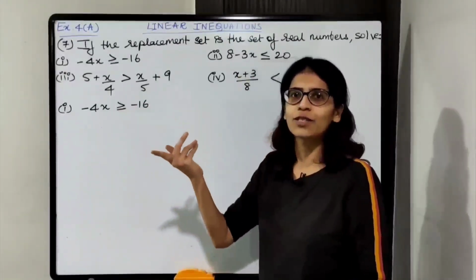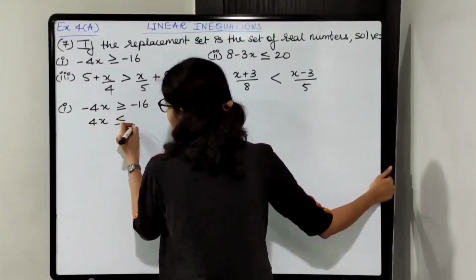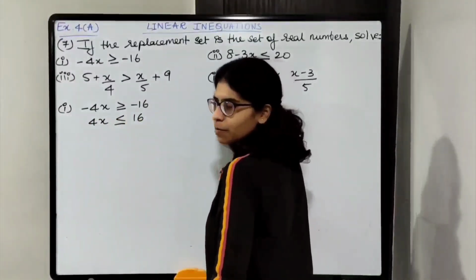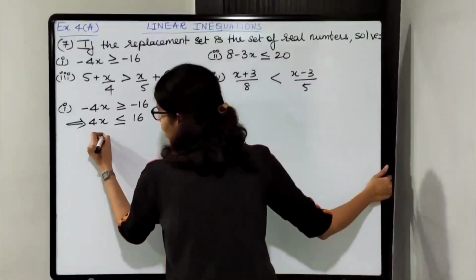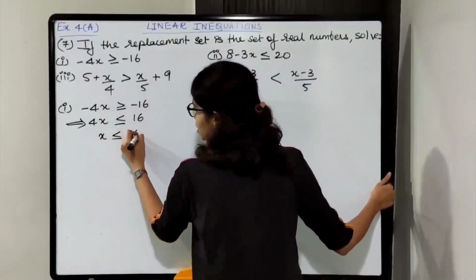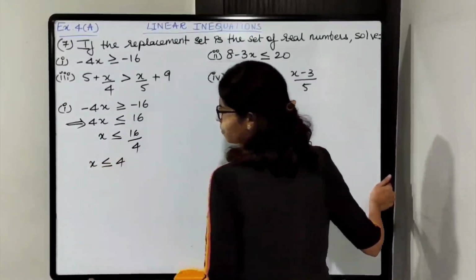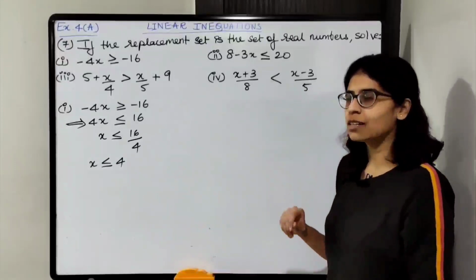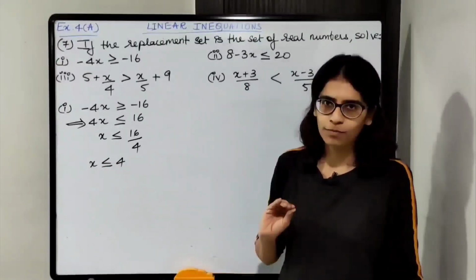It will reverse. So 4x is less than or equal to 16 हो जाएगा. Okay. So x will be less than or equal to 16 by 4. That is x is less than or equal to 4. Okay. This is the answer. X can be 4 or less than 4.